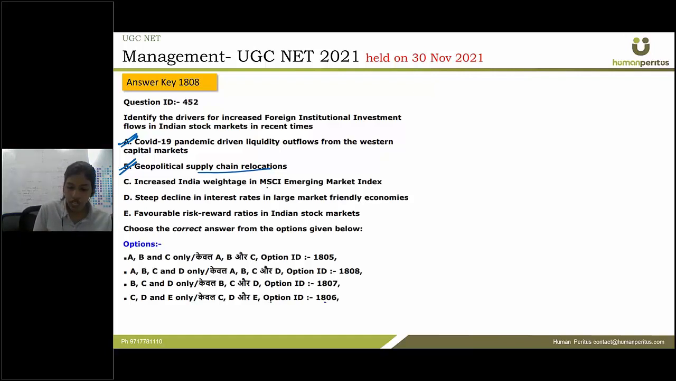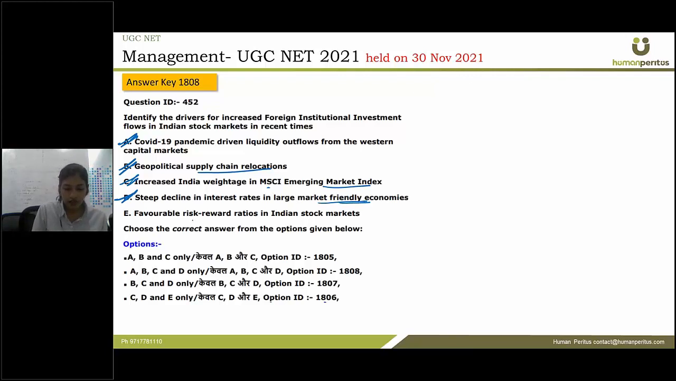Increased Indian weightage in MSCI Emerging Market Index. So in the market index that compares the stock market values of all the countries, India has increased the weightage, which has attracted investors. Steep decline in interest rate in large market friendly economies. So all the other economies have a decline in the interest rate, but India is still having an increase in interest rate. So that's why people are investing in our country.